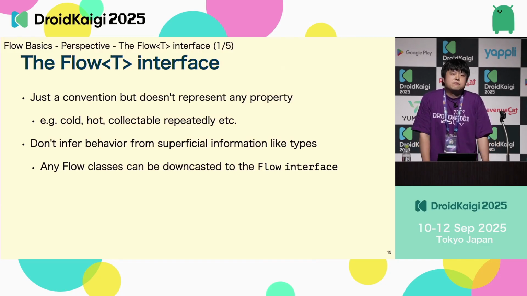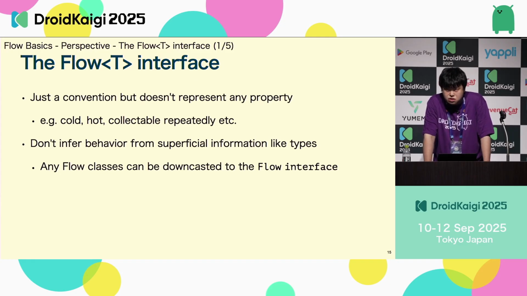The first perspective is the Flow interface. The Flow interface and its subtypes are just conventions. But Kotlin allows you to upcast any subtype into the base interface. Such a flow instance hides the properties of the actual type. So please don't assume behavior based on surface-level information, like typing. It can lead to errors.